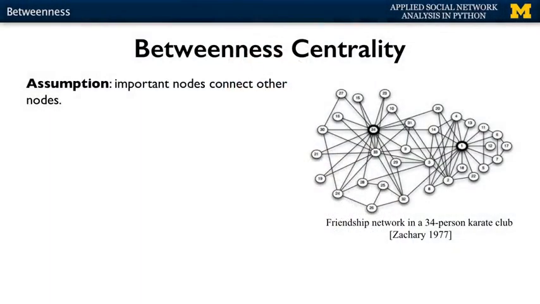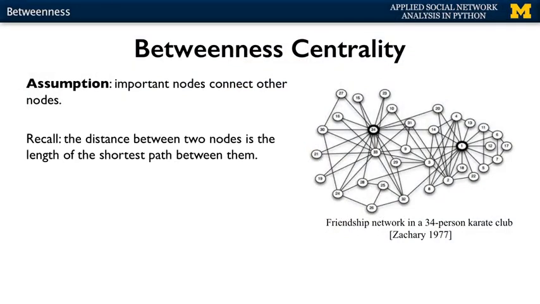Today we're going to talk about another way of measuring centrality in a network. This one is called betweenness centrality, and it makes the assumption that important nodes are those who connect other nodes.